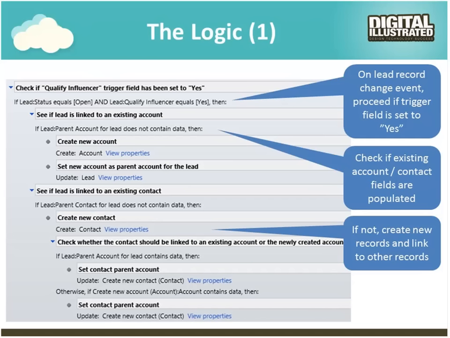So the actual logic is described here, so it's pretty much what I've said there, and as mentioned, you will get these slides if you want to look at the details. So we'll basically just trigger the workflow to start from the new bit field, the qualify influencer field, when that's set to yes, and then we'll check whether it is an existing account or not. If yes, we'll create new records. If no, we'll just link them to the lead records and perform that business logic ourselves that CRM would otherwise be performing for us.